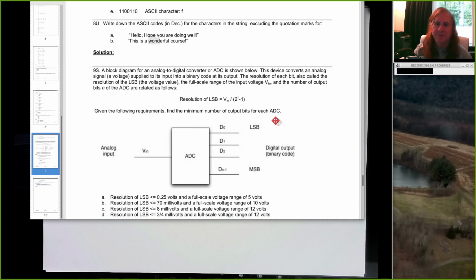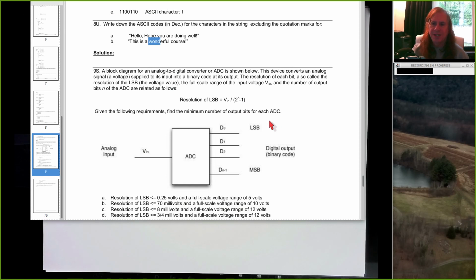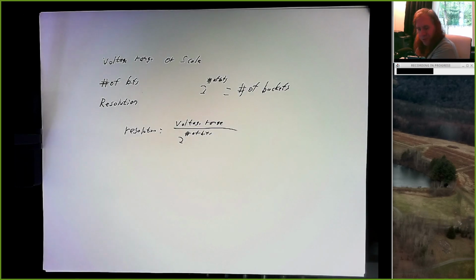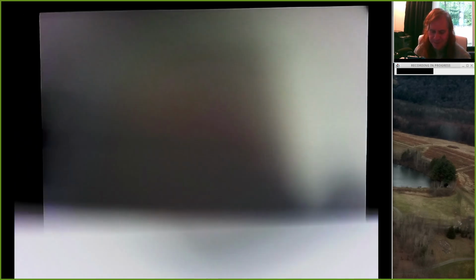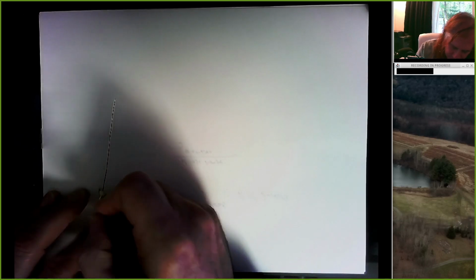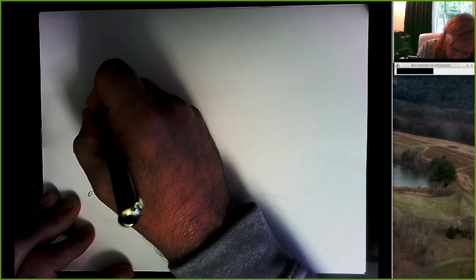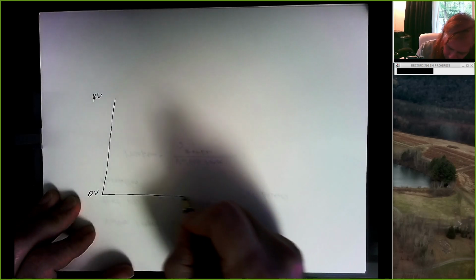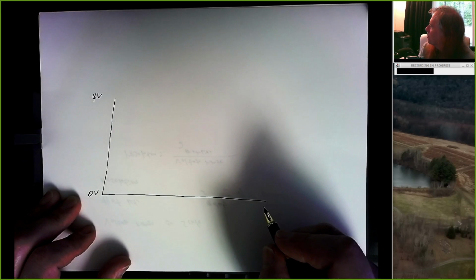On the solved problem, there's a formula you're given. It's actually your voltage range divided by 2 to the n minus 1. That minus 1 is there depending on how you're rounding things, and don't get too tripped up on that. But I'm not sure that minus 1 should be there.